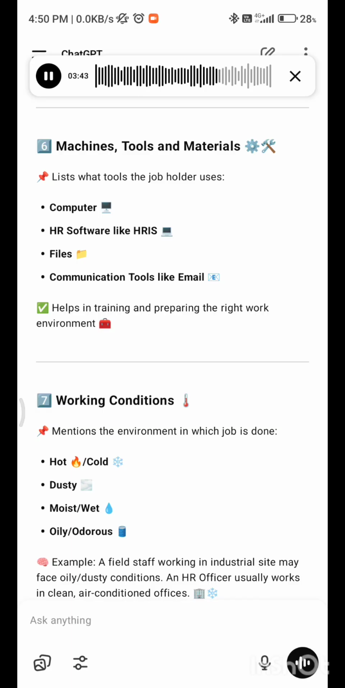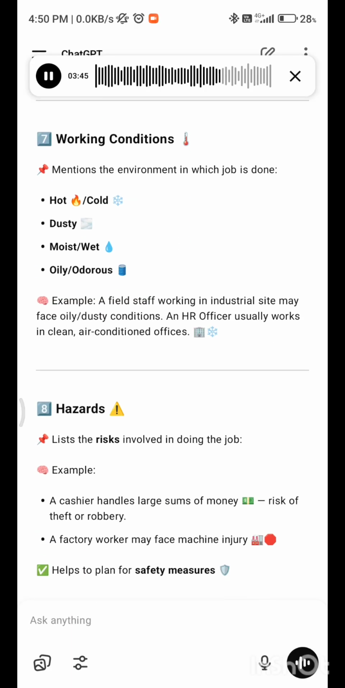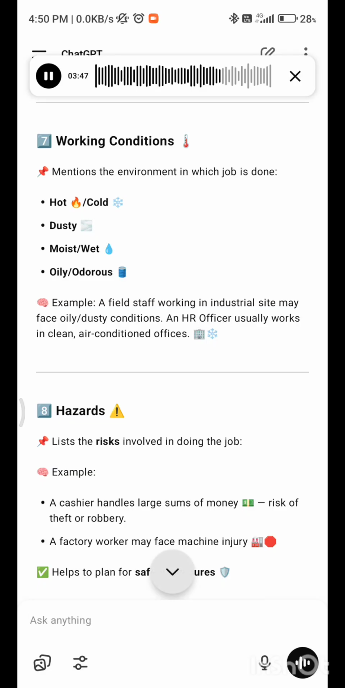7. Working conditions. Mentions the environment in which job is done: hot, cold, dusty, moist, wet, oily, odorous. Example, a field staff working in an industrial site may face oily, dusty conditions. An HR officer usually works in clean, air-conditioned offices.